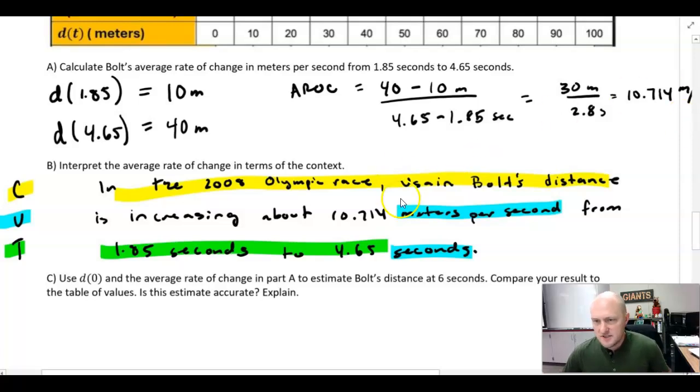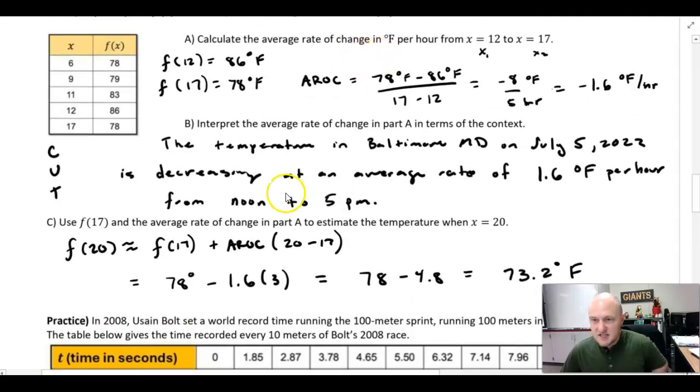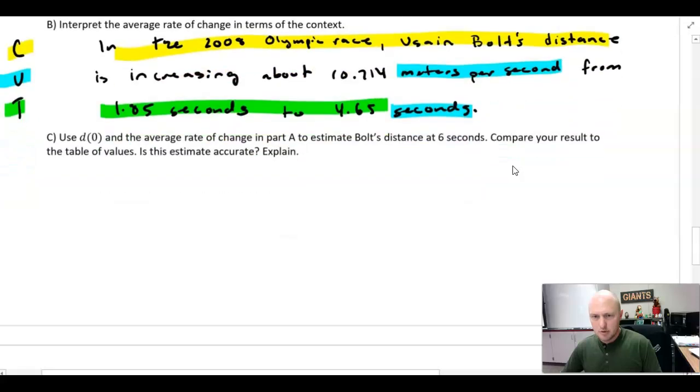I don't know if I talked about this in the last example. Notice here, I said it's decreasing at an average rate of 1.6. I know it's a negative average rate of change, but I don't use a negative 1.6 here. I don't use the negative because I already said it's decreasing. That's already indicating direction. So you would just use the absolute value on a decreasing problem. Okay, lastly, C. Please try this. I want you to try C, and then I'll go over the problem here in a second.